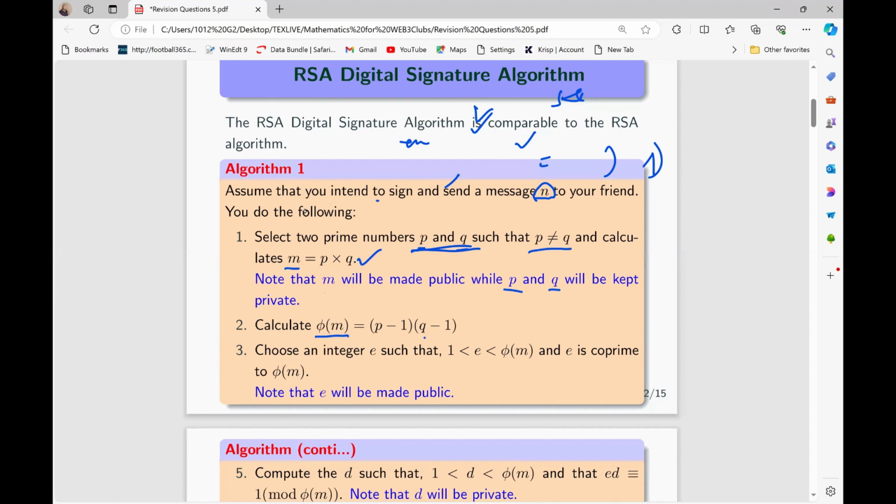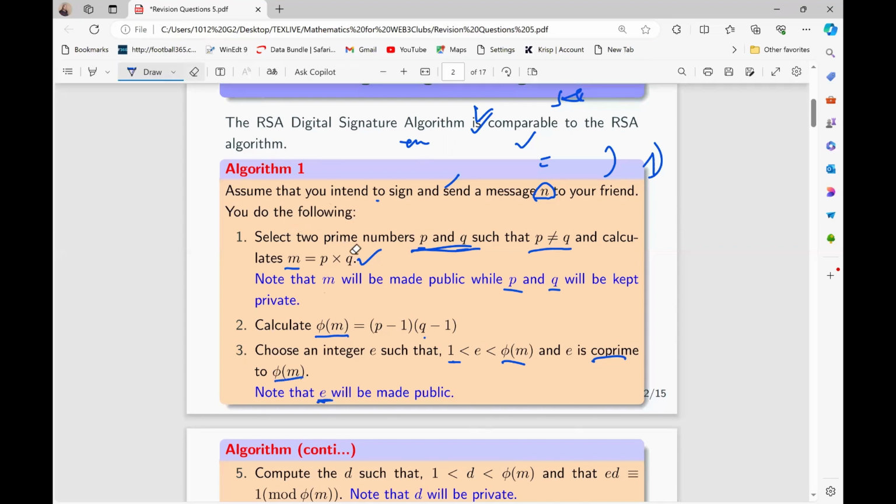Then you choose one number E, between 1 and Euler phi of M, less than it, and co-prime or relatively prime to Euler phi of M. This number will be public. For purposes of digital signature, this E is used to verify that indeed the document we have was signed by the person claiming to have signed it.